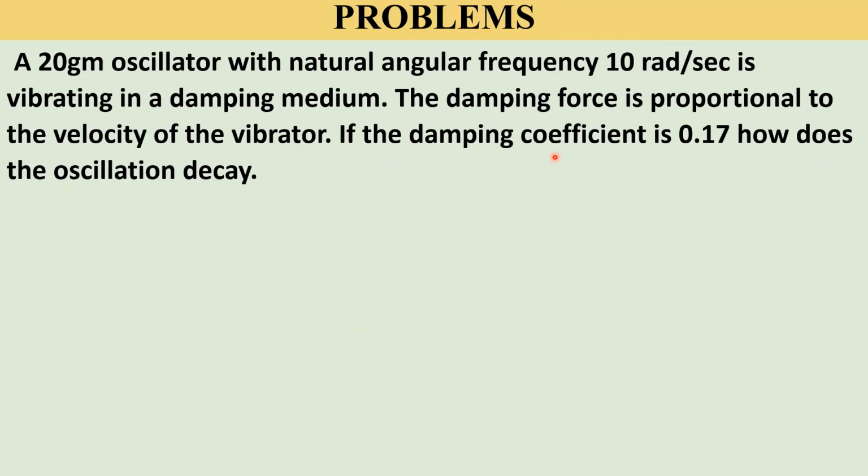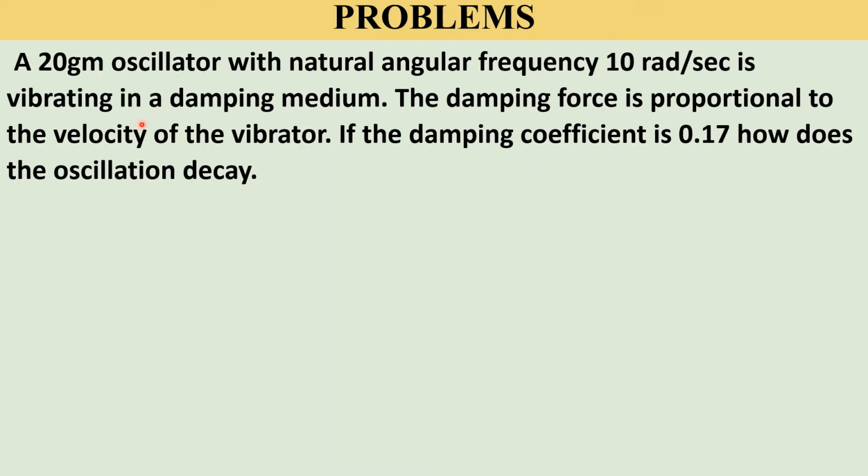First problem: a 20 gram oscillator with the natural angular frequency 10 radians per second is vibrating in a damping medium. The damping force is proportional to the velocity of the vibrator. If the damping coefficient is 0.17, how does the oscillation decay?